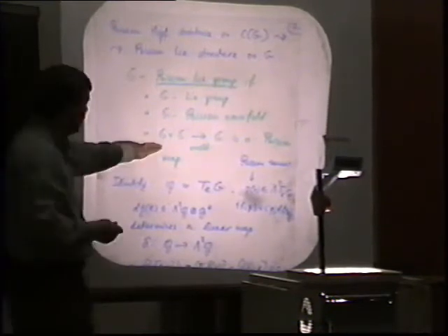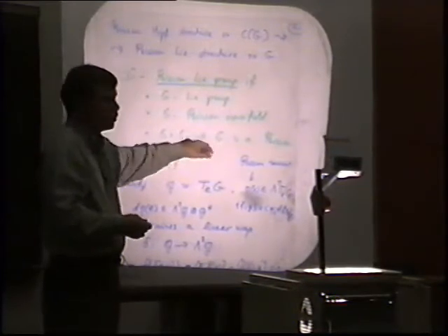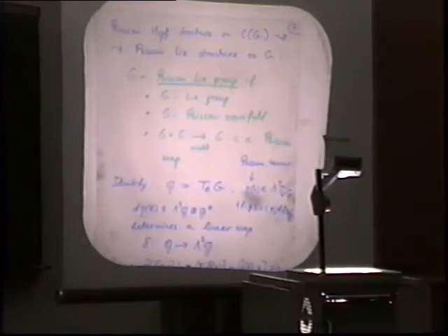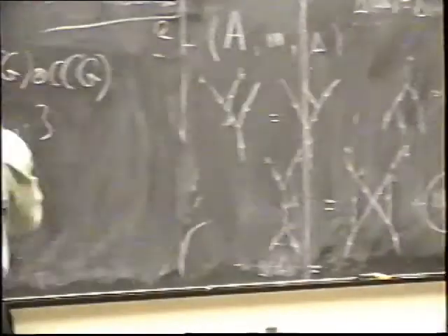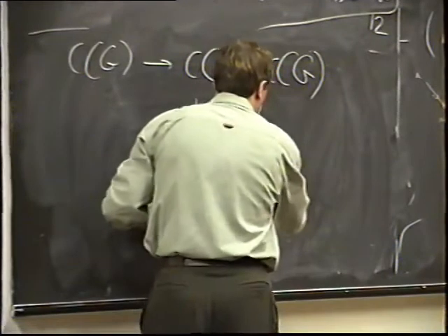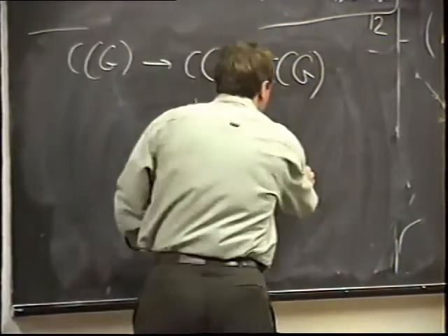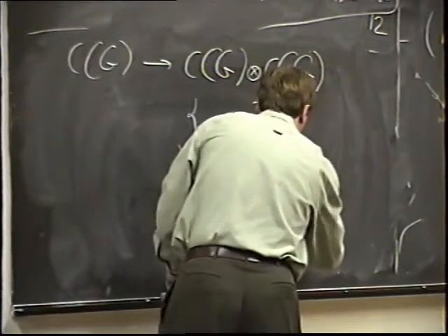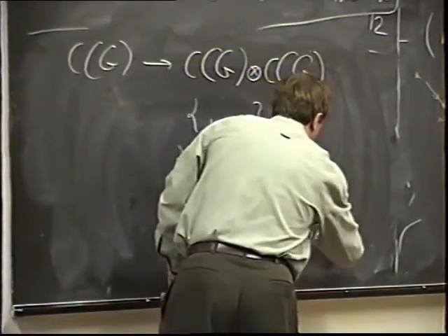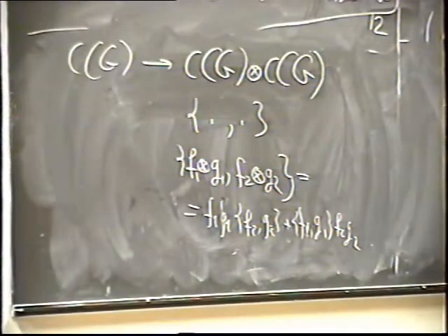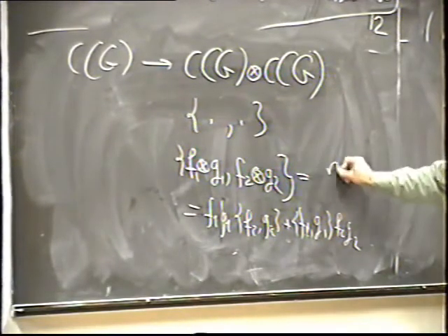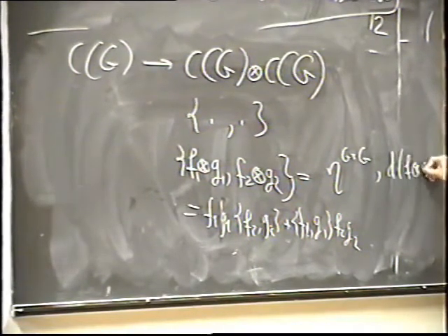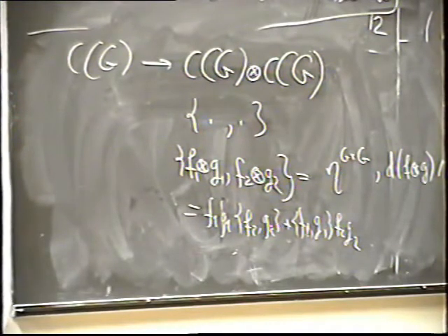When I say that it's a Poisson map, I have a Poisson structure here, and it's described by the following Poisson bracket on this space. If you have two functions, then the bracket is just f1 g1 f2 g2 plus f1 g1 f2 g2, and on the other hand, this is the eta on G cross G.